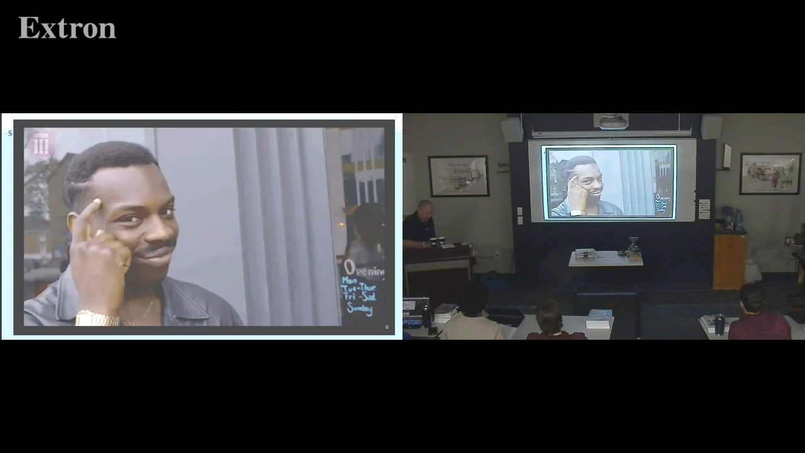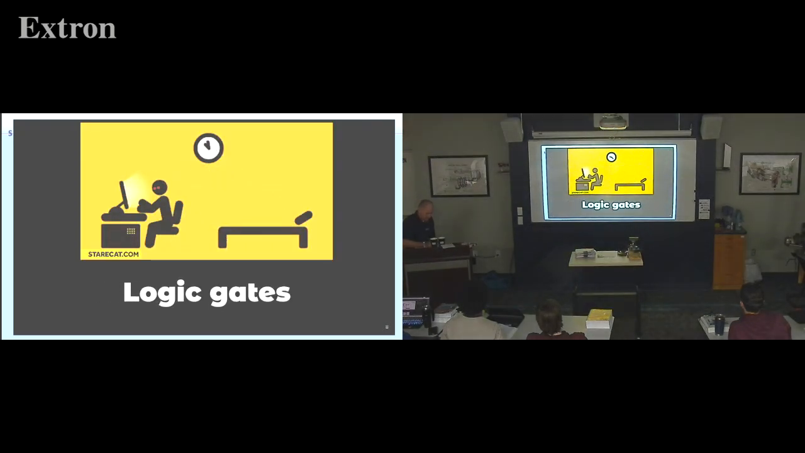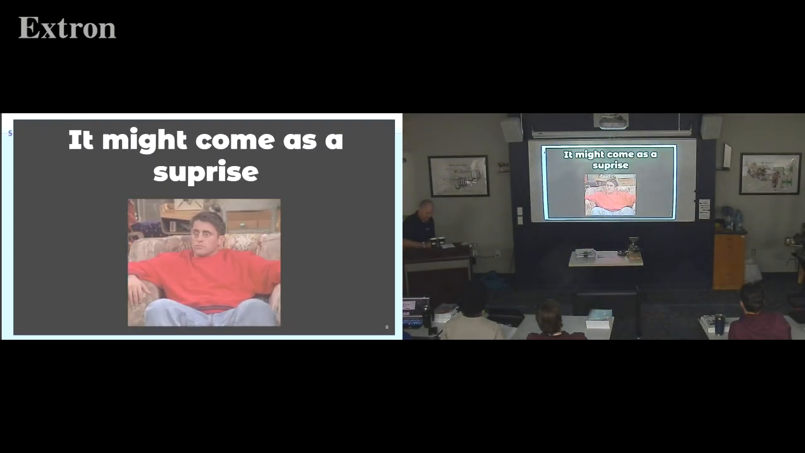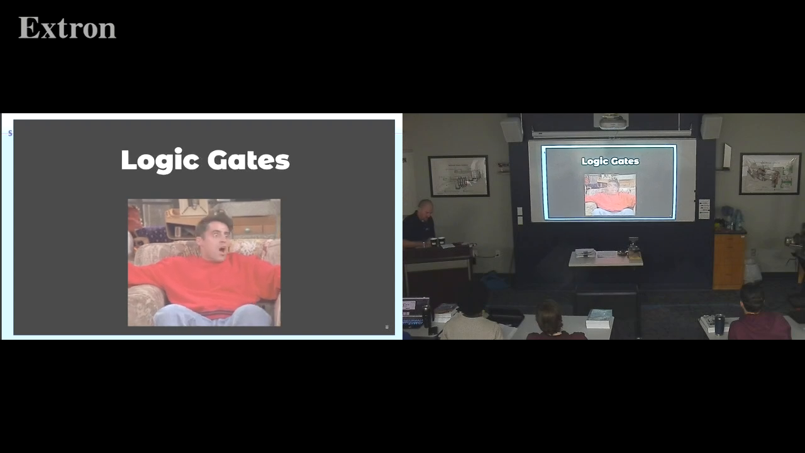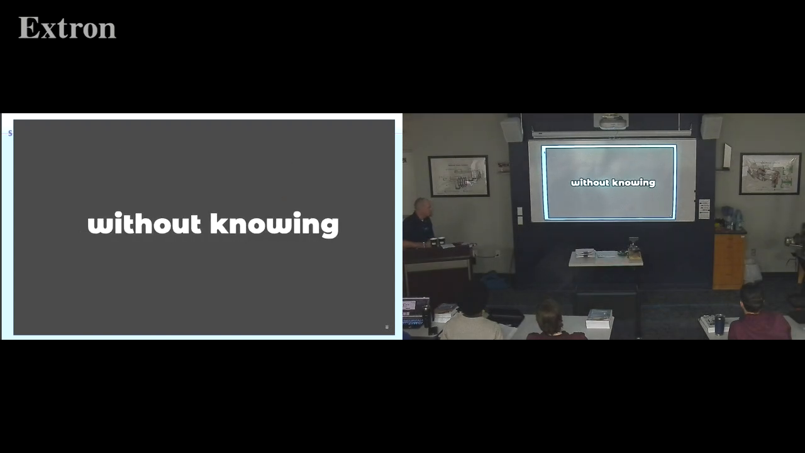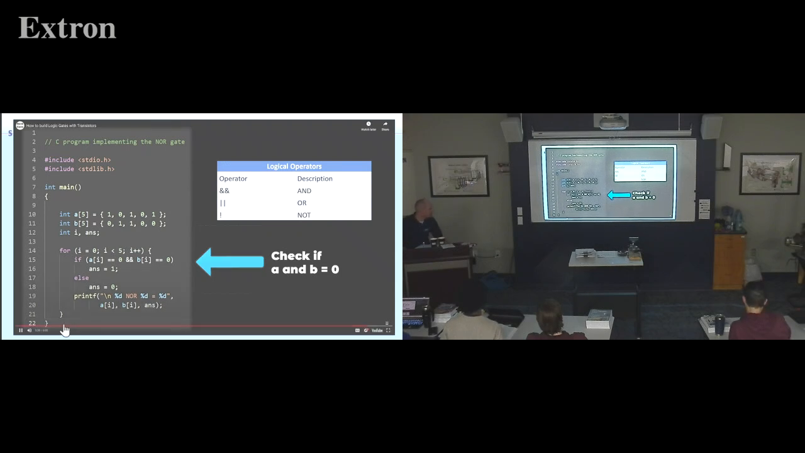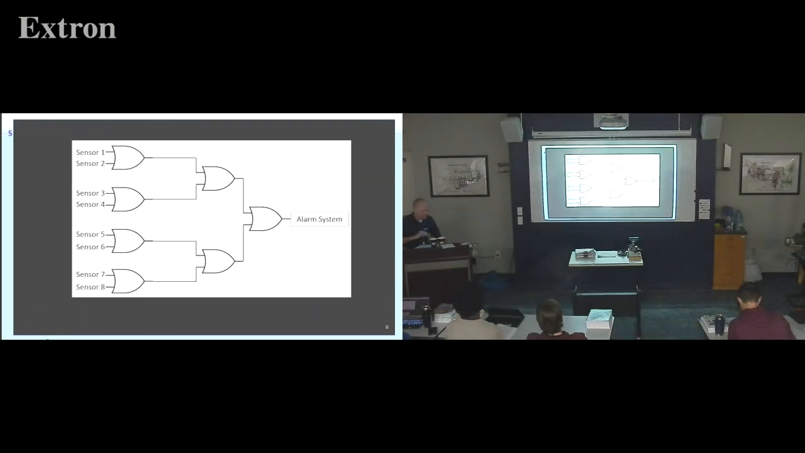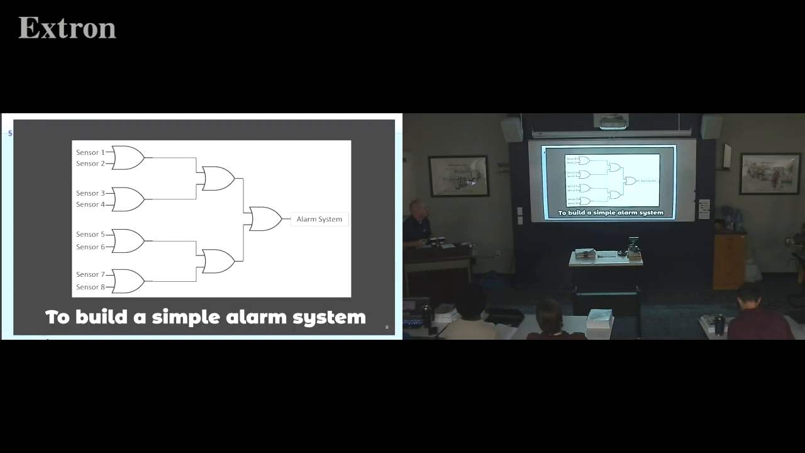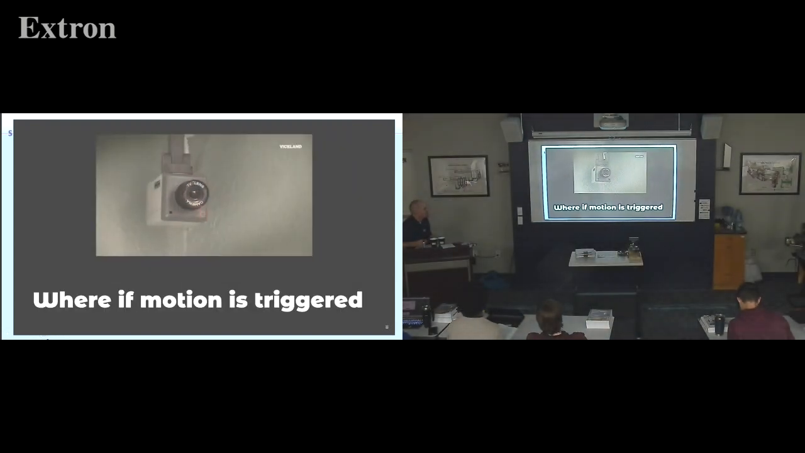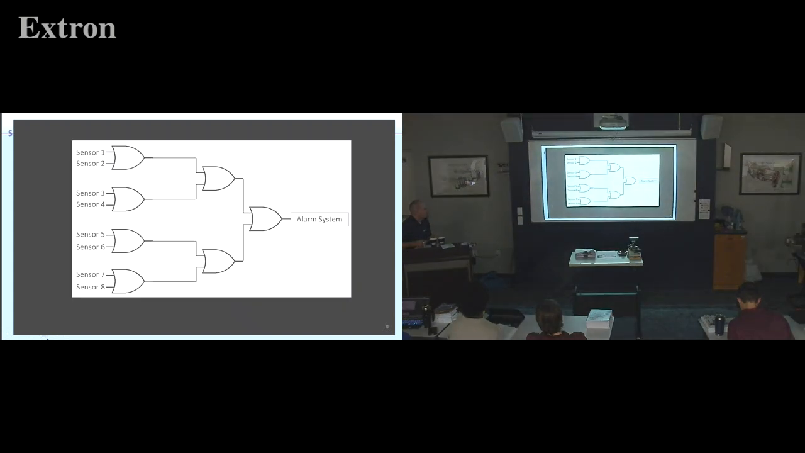Now that we have a nice looking board to practice our soldering and construct simple logic gates with transistors, you are probably wondering, where will I use logic gates in my daily life? It might come as a surprise to you, but you use logic gates every single day without knowing. Computer programs use logic constantly to check certain conditions in our program that will determine an output. In analog electronics, we can construct many OR gates connected to motion sensors to build a simple alarm system where if motion is triggered, it will send a high output or 1 to the alarm speaker driver.